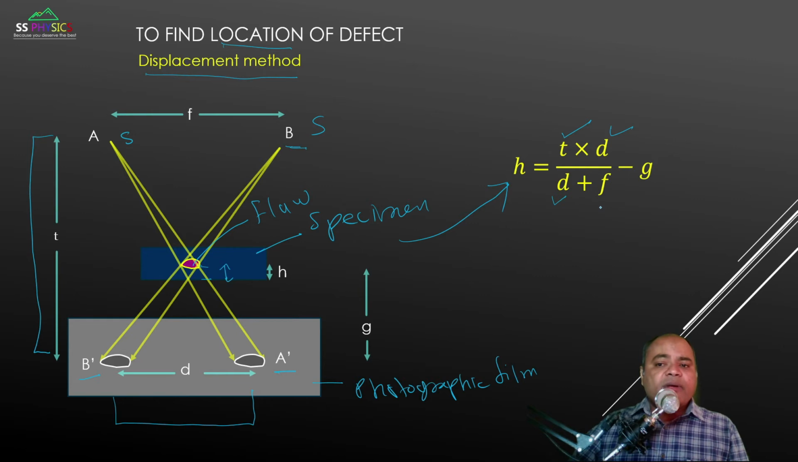Now what is f? F is the distance between the locations of the sources for the two different impressions, so this particular distance. And g, what is g? G is the distance between the sample and the photographic plate. So in this way, by putting these values, you can find out the location, or at what depth that particular flaw is.